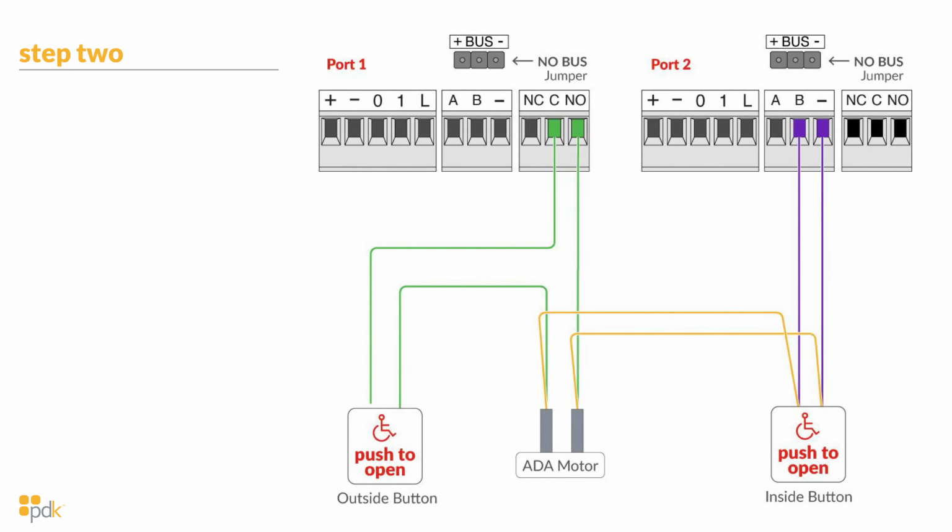The next piece we need to integrate is the inside button. So you can see both the outside and the inside button are both tied to the ADA motor, that operator that I showed on the previous screen, and that is going to be controlling the motor of the door. So the outside button needs to be tied through the PDK system. The inside one can just go directly to the ADA motor.